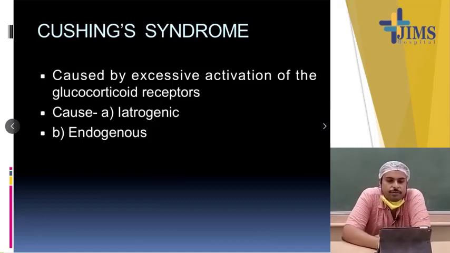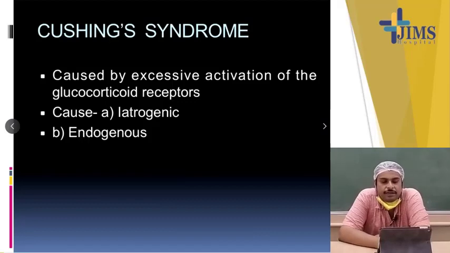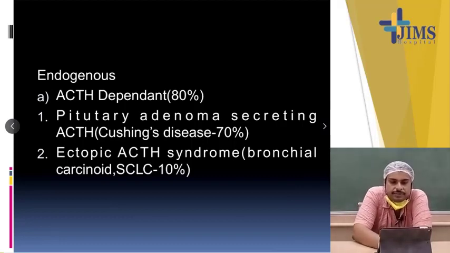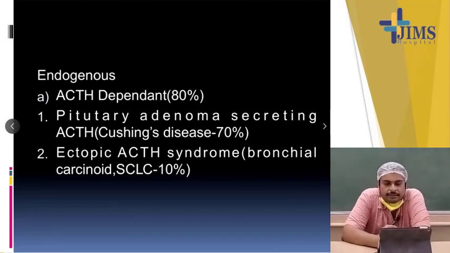The second cause is the endogenous cause. And among the endogenous causes, the most important and most common is the ACTH dependent cause. It consists of 80% of the causes. Pituitary adenoma secreting ACTH is more important, consisting of 70%. It is also known as Cushing's disease.